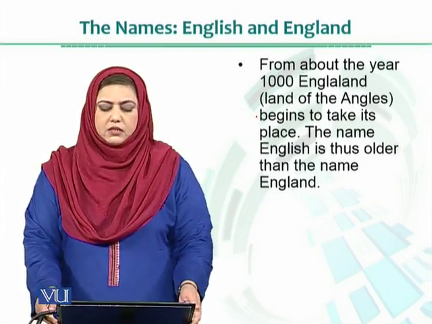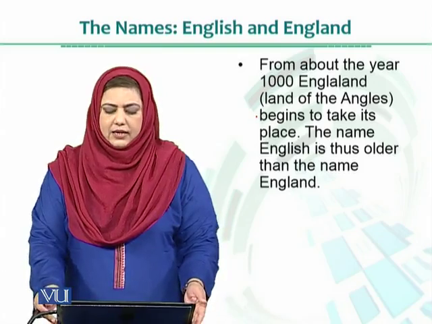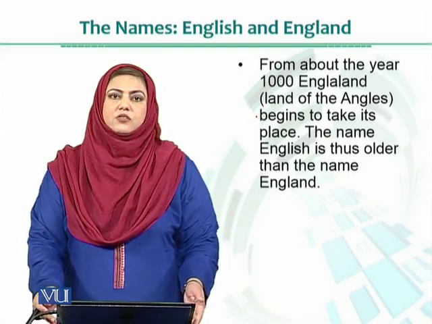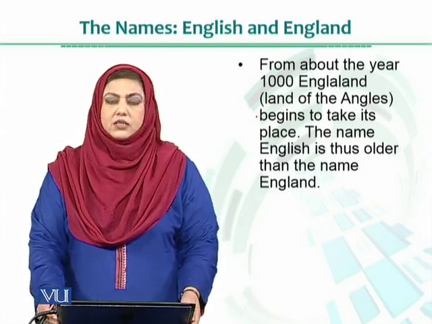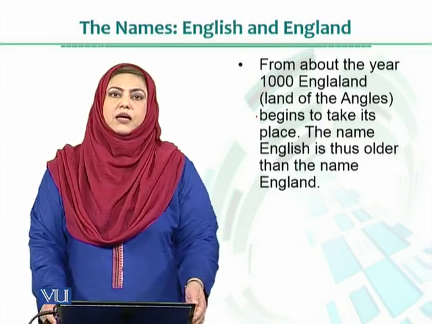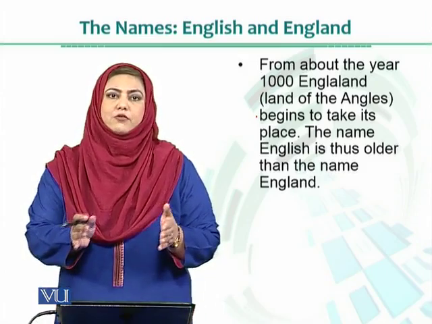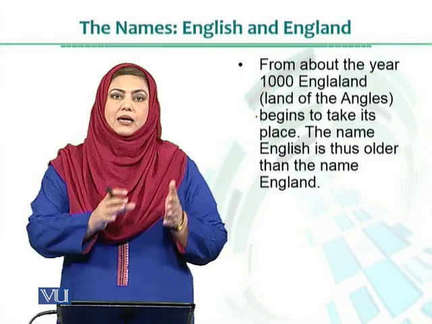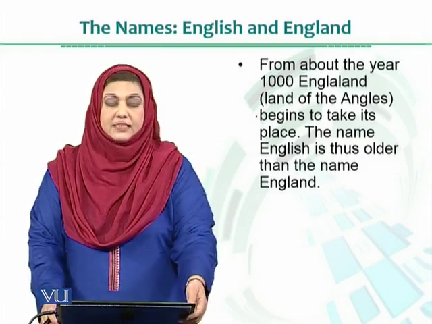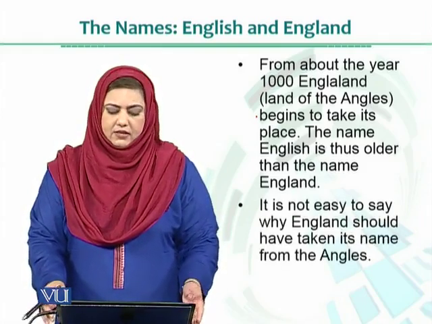Actually, it is from somewhere about the year 1000 that England, that is the land of Angles, begins to take its place. So, the term England is introduced. The name English is thus older than the name England. The name English, from Englisc, from Angles, came earlier than the name of the place itself, that is England, the land of Angles.